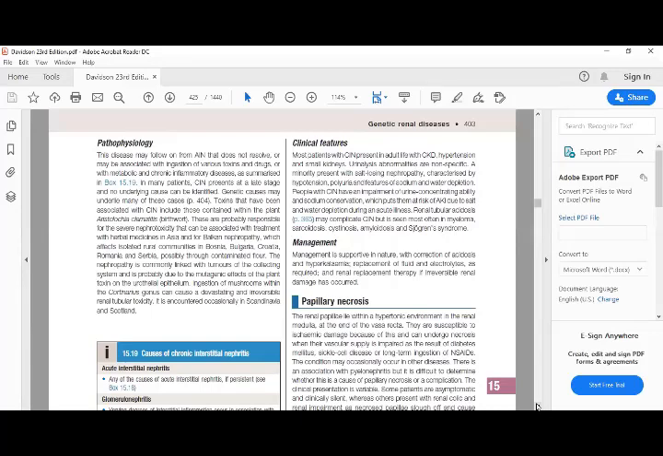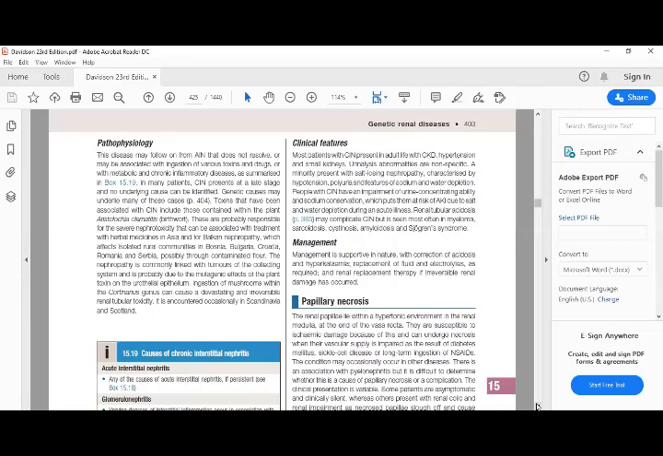Renal tubular acidosis may complicate chronic interstitial nephritis, but is seen most often in myeloma, sarcoidosis, cystinosis, amyloidosis, and Sjogren's syndrome. So these are the clinical features. The features of these associated diseases will also be present in these cases.